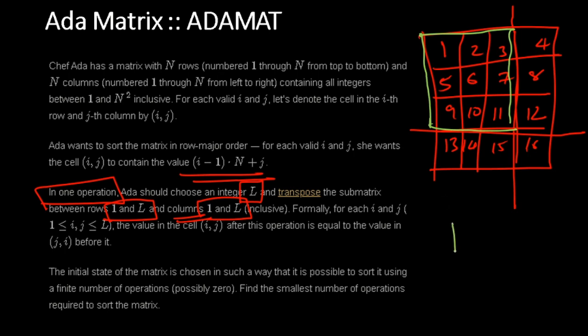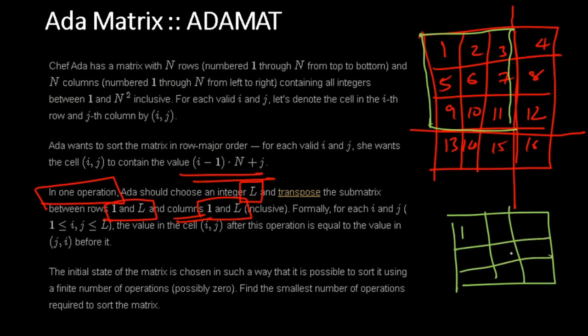What's a transposition? Let me draw the submatrix again here. 1, 2, 3, 4, 5, 6, 7, 8, 9. A transposition means, imagine there is an axis here and I'm flipping the matrix along this axis, creating a mirror image perhaps. So this 4 will go here, this 2 will go here. Similarly, this 3 will end up in the bottommost section, and this 7 will go to the top right. This 8 will land up here, and this 6 will land up here.